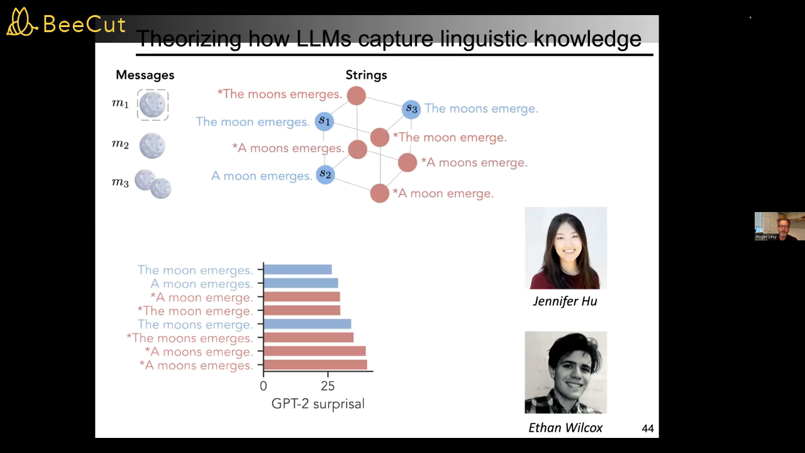So I'm really excited about some recent work that we've done, which tries to theorize how LLMs are capturing linguistic knowledge. And the theory goes as follows. Underlyingly, for models, and frankly humans as well, there are messages we want to convey, and those get mapped to different possible strings. So for example, meaning 1 might express a single specific moon emerging, the moon. That is expressed by the string "the moon emerges." Meaning 2 is expressed as "a moon emerges," and meaning 3 is "the moons emerge." Okay, those are all grammatical strings.